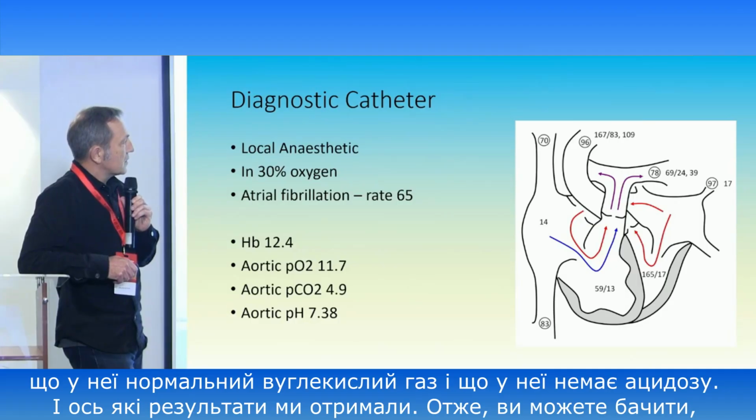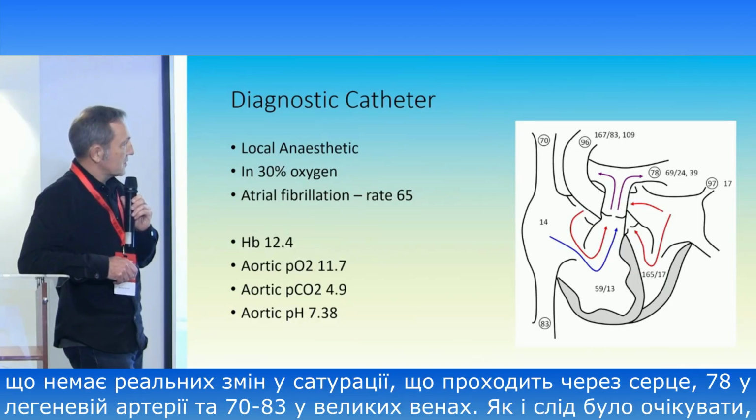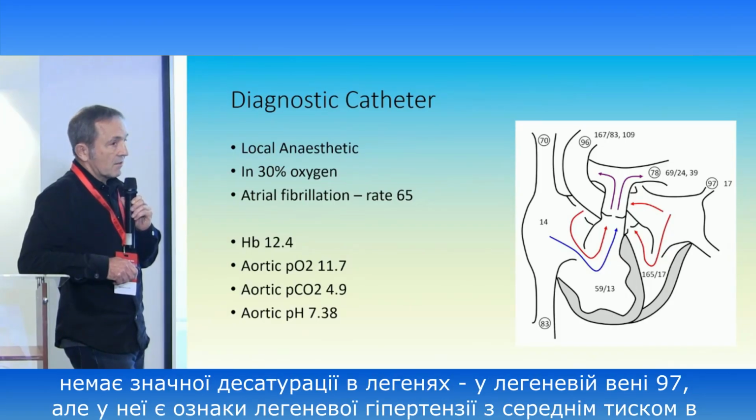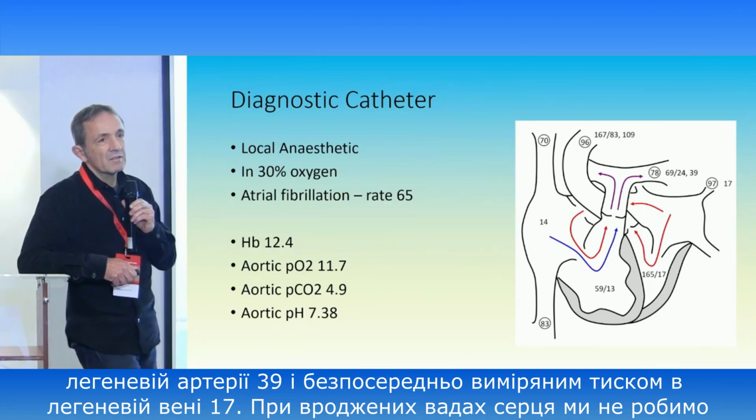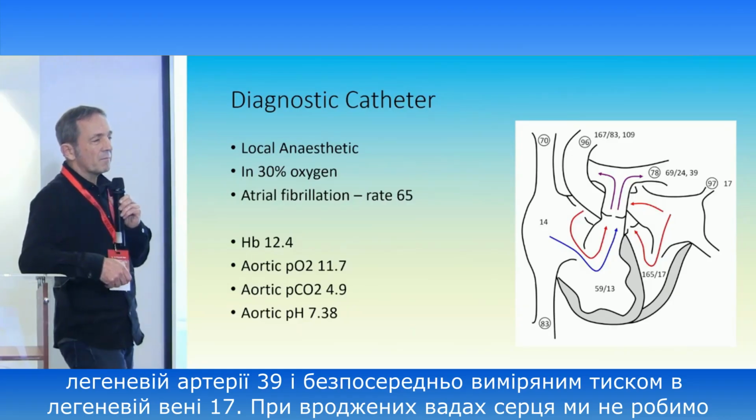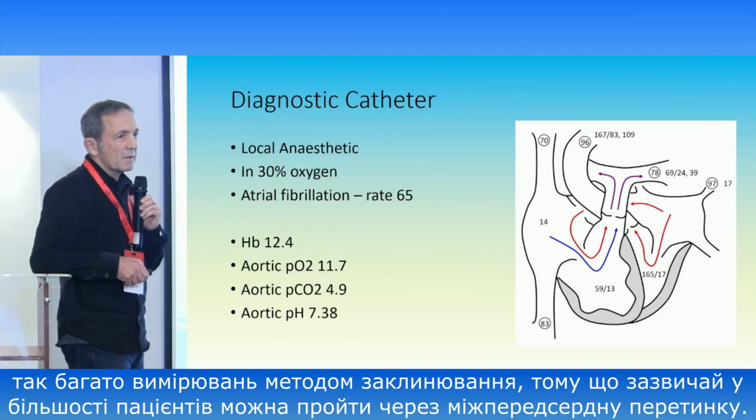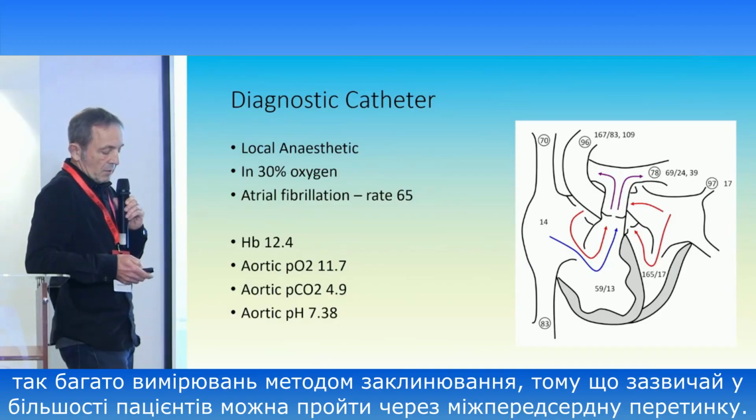So you can see that there's no real change in the saturations going through the heart. There's 78 in the pulmonary artery and 70 and 83 in the great veins, as you might expect. There's no significant desaturation in the lungs. The pulmonary vein saturations are 97. But she has evidence of pulmonary hypertension with a mean pulmonary artery pressure of 39 and a pulmonary vein pressure measured directly of 17. In congenital heart disease, we don't do that many wedge catheter measurements, Swan-Ganz measurements, because you can usually get through the atrial septum in most patients.